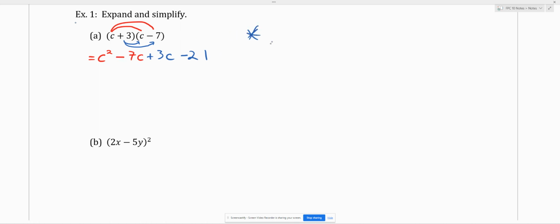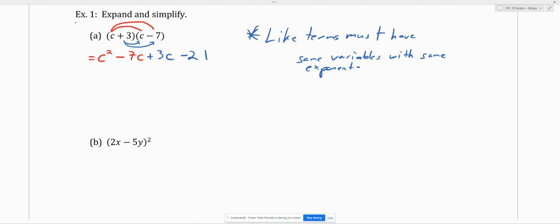So a reminder is, like terms must have the same variables with the same exponents. Okay, so if I look across here, I do have a c squared, and I have a c to the 1 here, and another c to the 1. So these two middle terms are both c to the 1, same variable, same exponent. I can combine them. They are like terms.